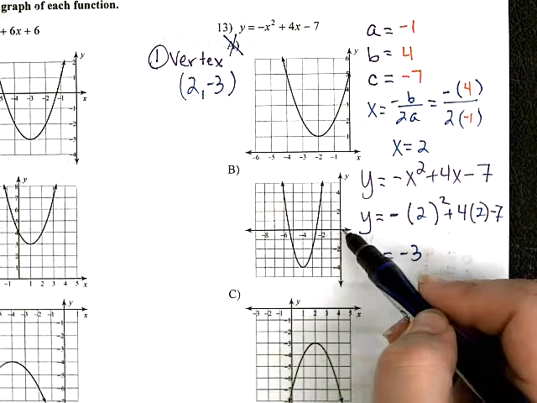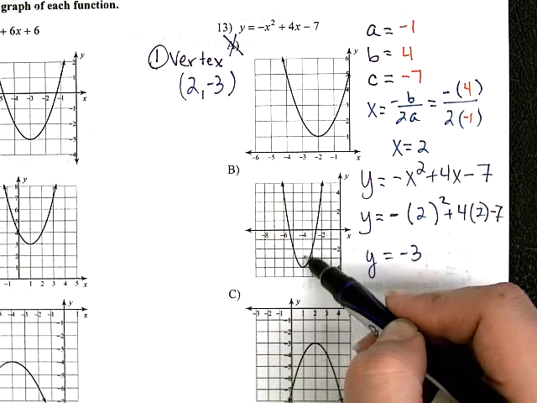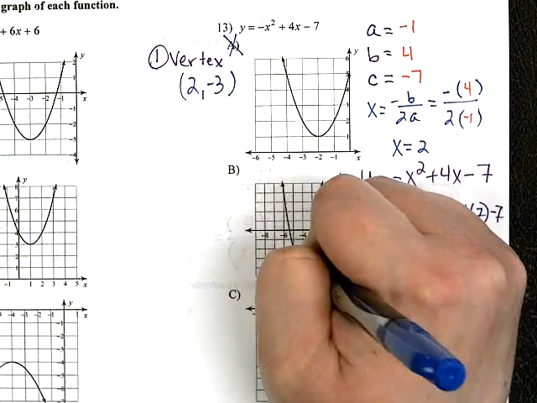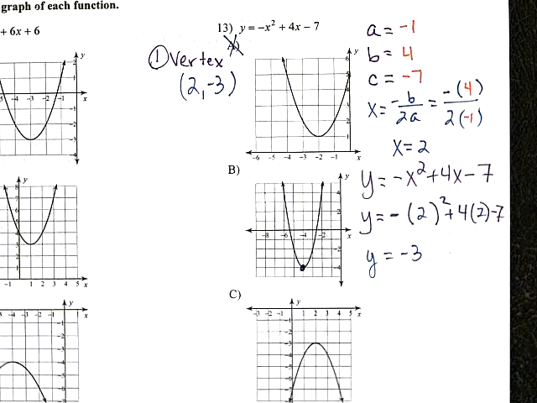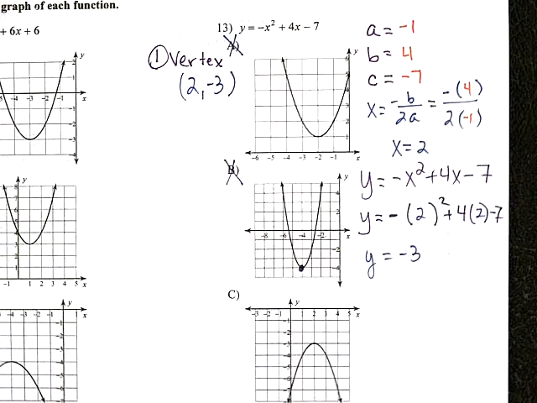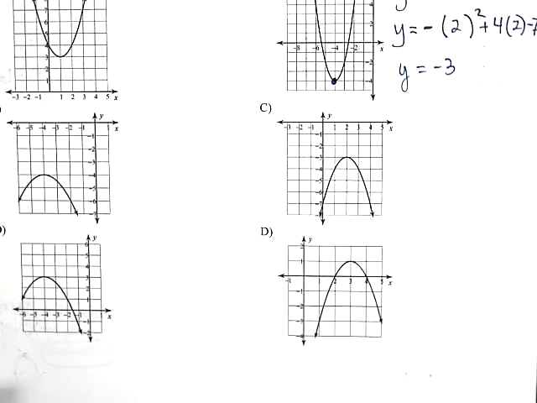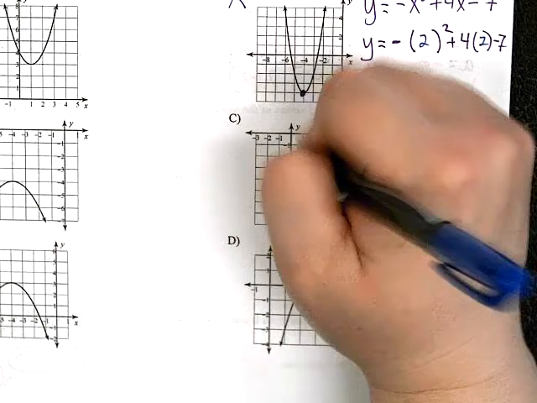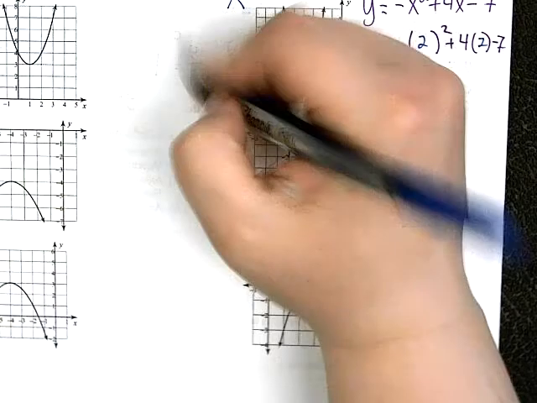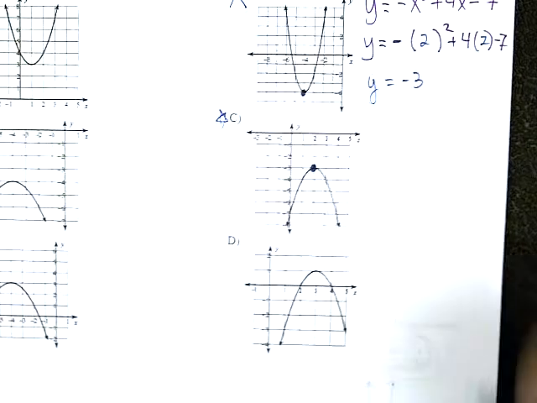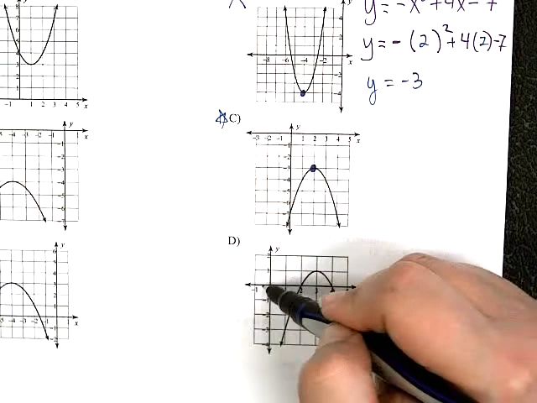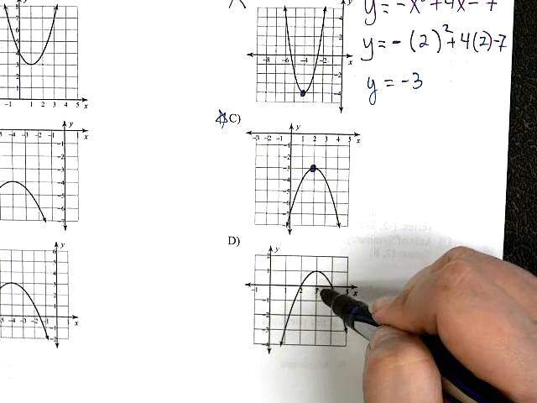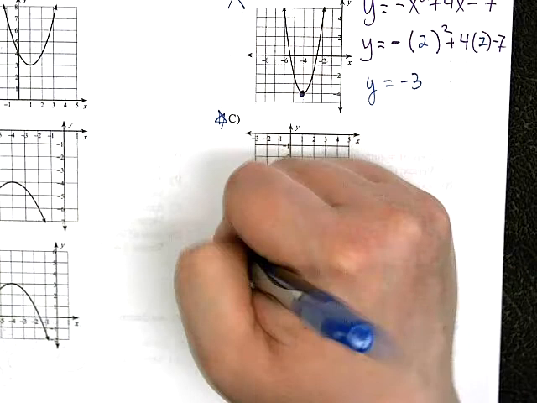All right, this graph has a vertex at negative 4, negative 4. It's right here, right? That's not the right vertex either. So I'm looking for 2, negative 3. So positive 2, negative 3. Okay, so this vertex, this is a possibility. I'm going to put a star by it. And then this one has a vertex at 3, 1. So that one doesn't work either.